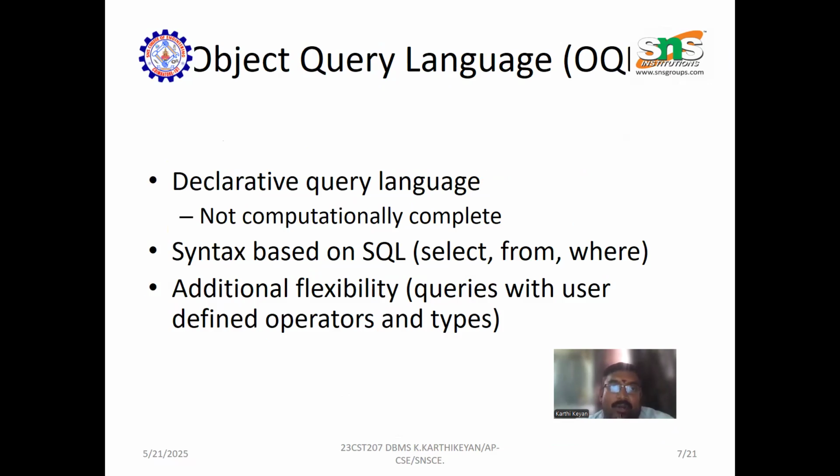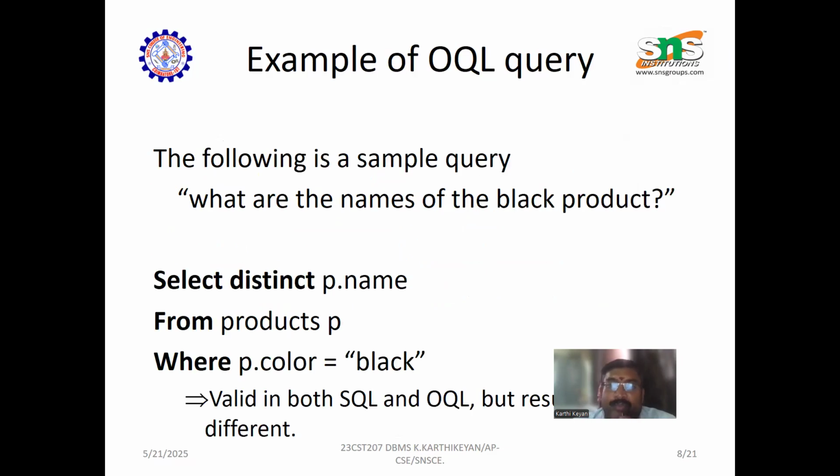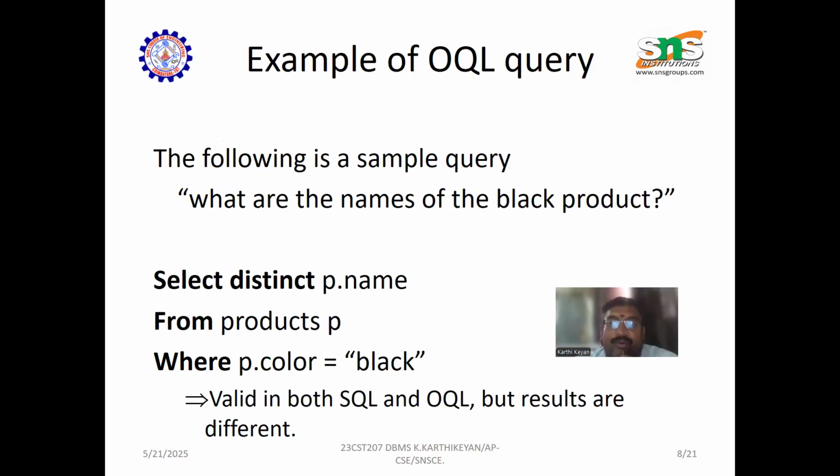So these are object query languages. One of the easiest methods is declarative query languages, not computationally complete. The syntax is based on SQL: select, from, where. It offers additional flexibility, querying with user-defined operators and types. So this is one example of OQL, the object query language.